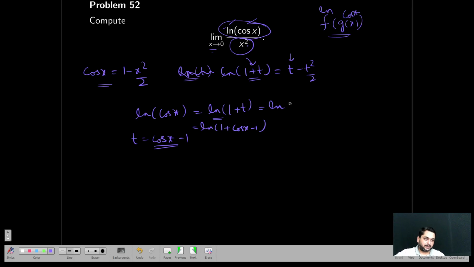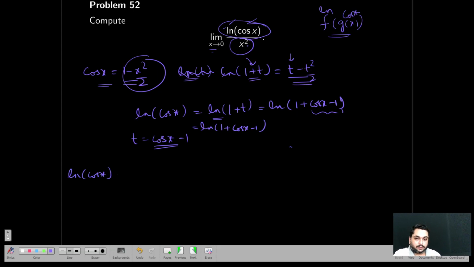So this is nothing but ln 1 plus cos x minus 1. Okay. So this is my t. This is 1 plus t. Now you got t equal to cos x minus 1. Substitute it here. T minus t square by 2. That is ln of cos x is nothing but what? ln of 1 plus t. That is again t minus t square by 2. Now you substitute it here.